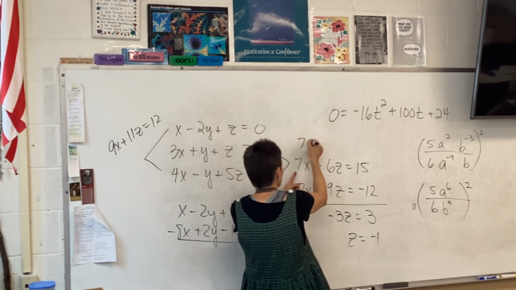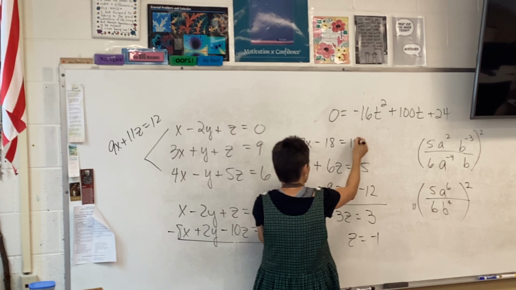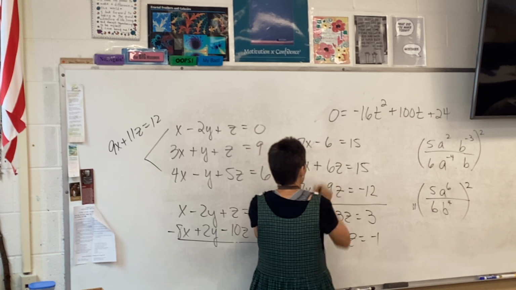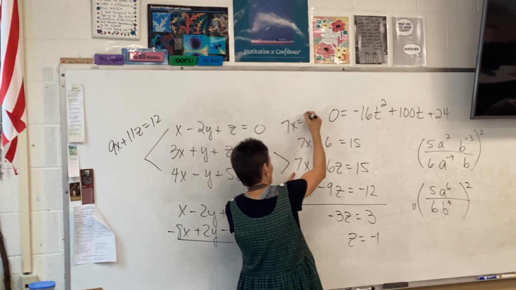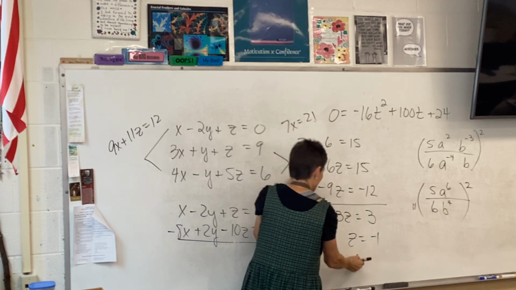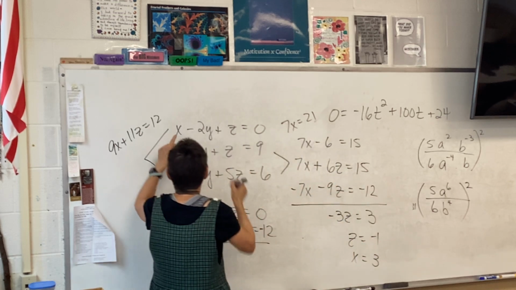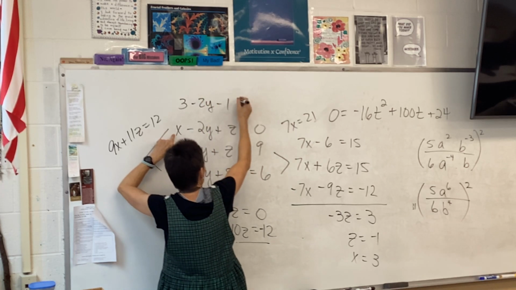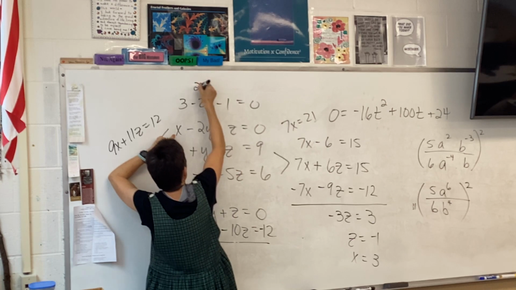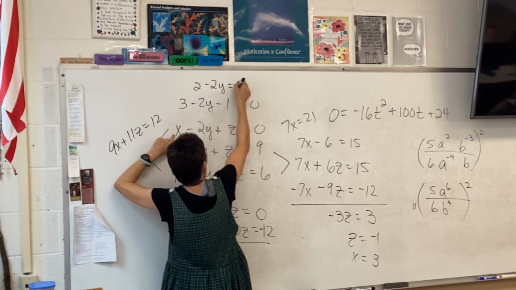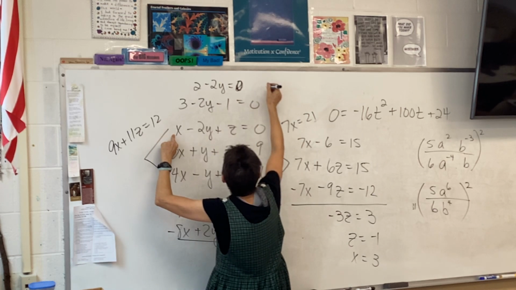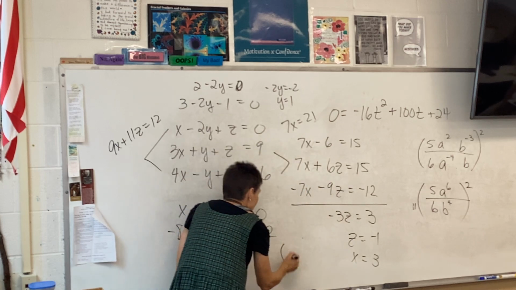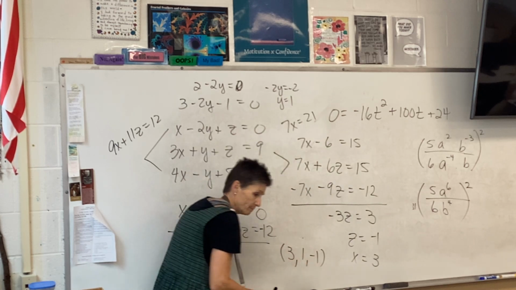So then 7x minus 18 equals 15. No, that's not good. Z is negative 1 minus 6. That's better. So 7x equals 21 and x equals 3. So 3 minus 2y minus 1 equals 0. So 2 minus 2y equals 0. So negative 2y equals negative 2. Does y equal 1? So my answer is 3, 1, negative 1.